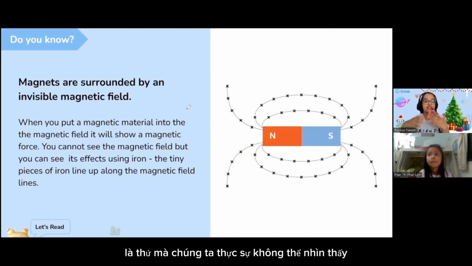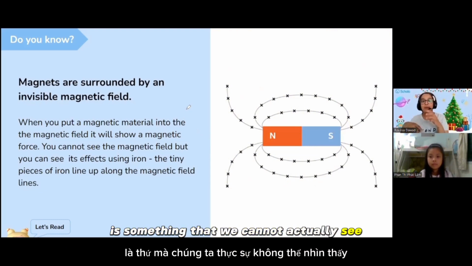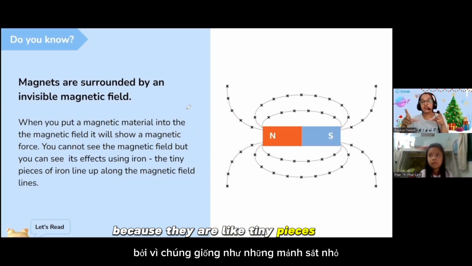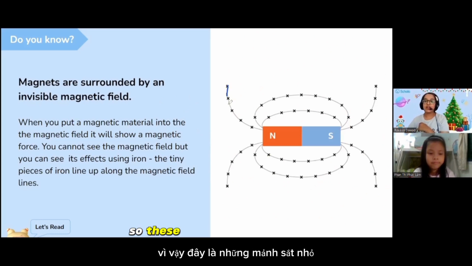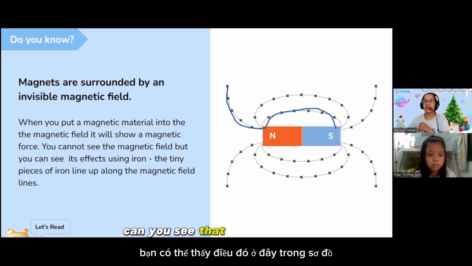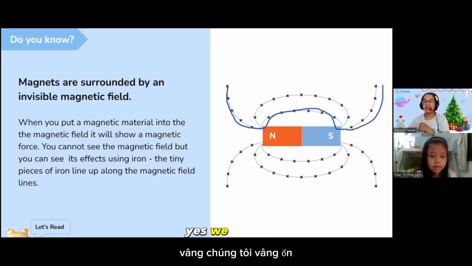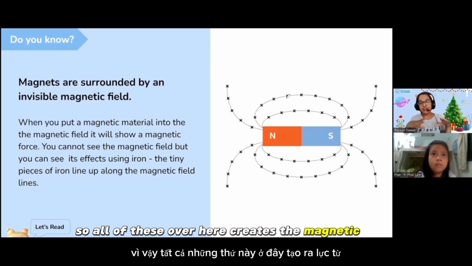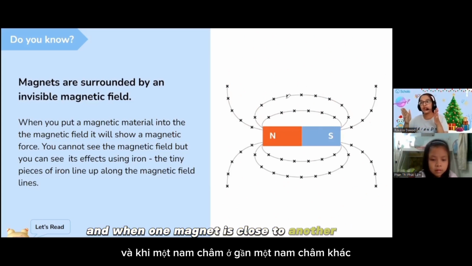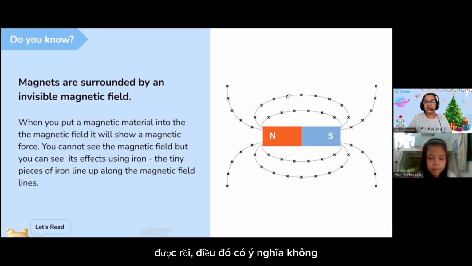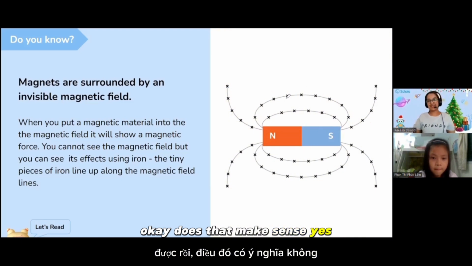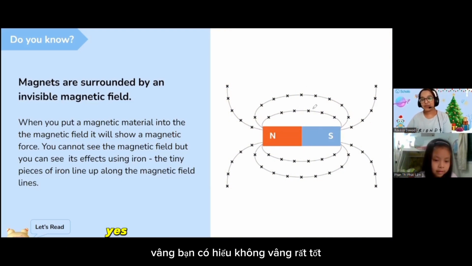So the magnetic field is something that we cannot actually see because they are like tiny pieces of iron that line up along the magnetic field lines. So these are the tiny pieces of iron. Can you see that here in the diagram? Yes. Okay. So all of these over here create the magnetic force, and when one magnet is close to another magnet, they will actually attract and become stuck to each other. Okay, does that make sense? Yes. Do you understand? Yes.